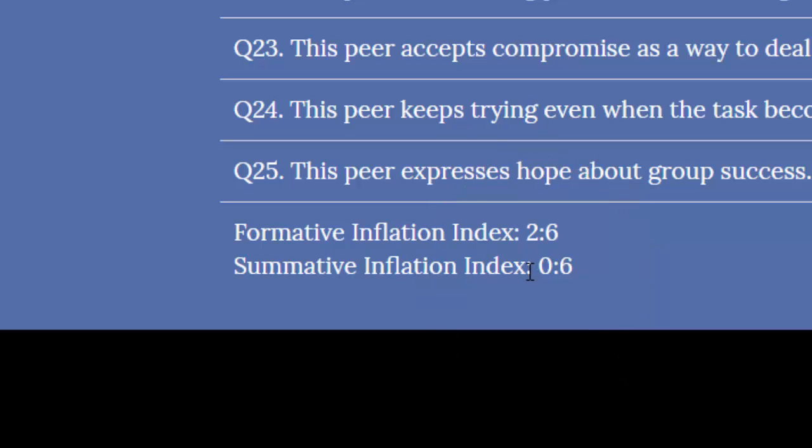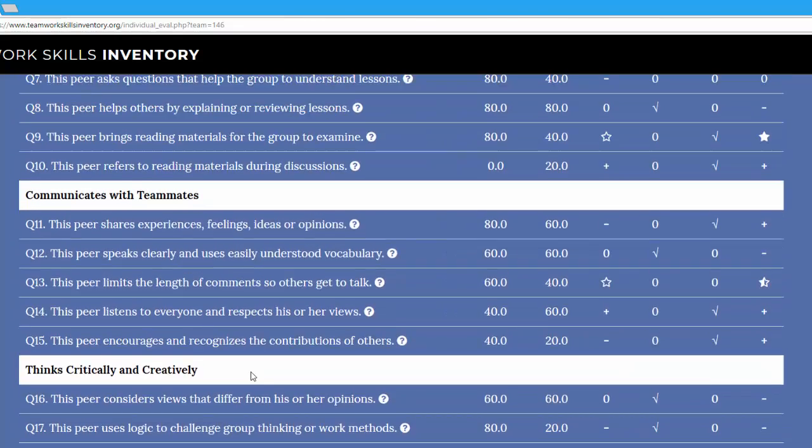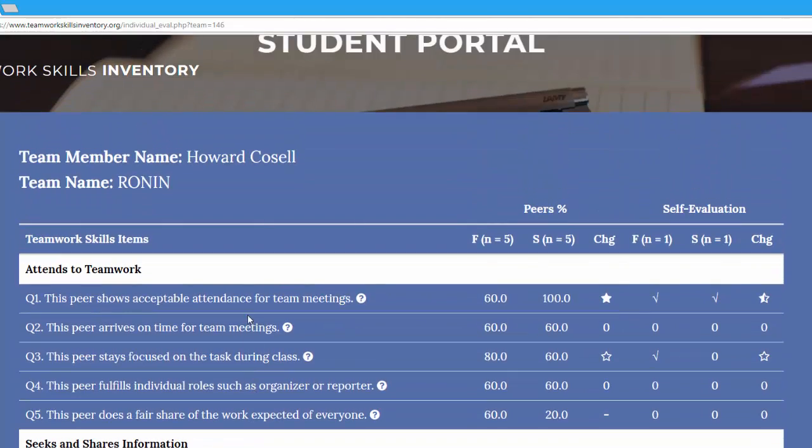For the summative, this was a successful change in that he did not inflate any of the 6 assessments that he did. So that's good. Okay? So this is how to understand or interpret the feedback that is on the summative profile.